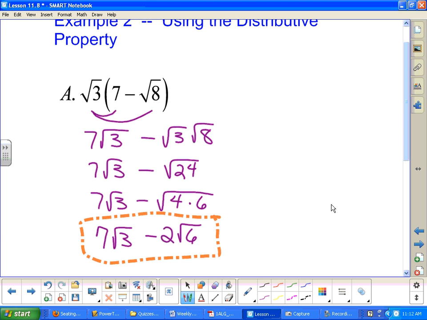So we use the distributive property. That means we multiply what's on the outside times everything on the inside. Just make sure that you're careful with your multiplication then. Anything that's not under the radical is going to go in the front. Anything that's under the radical I can multiply together.